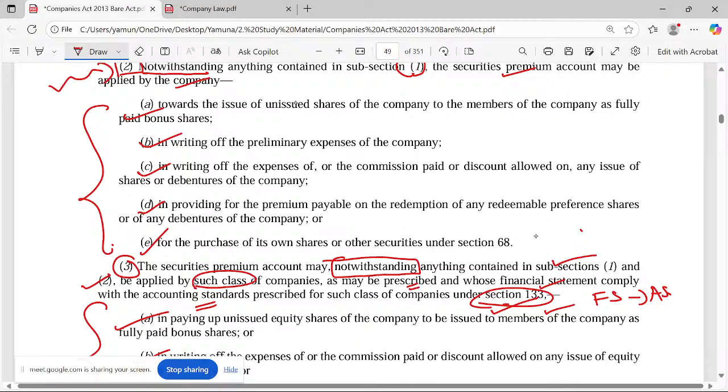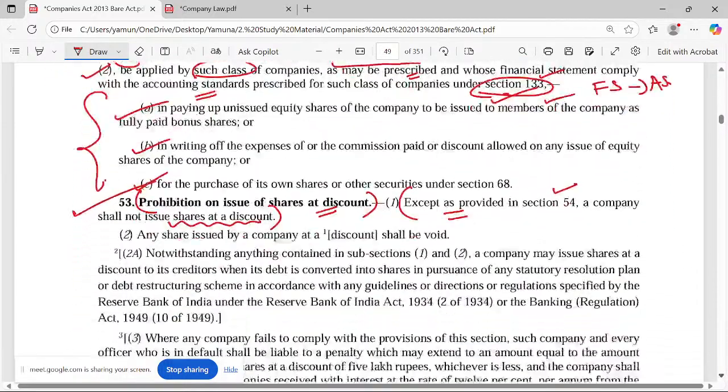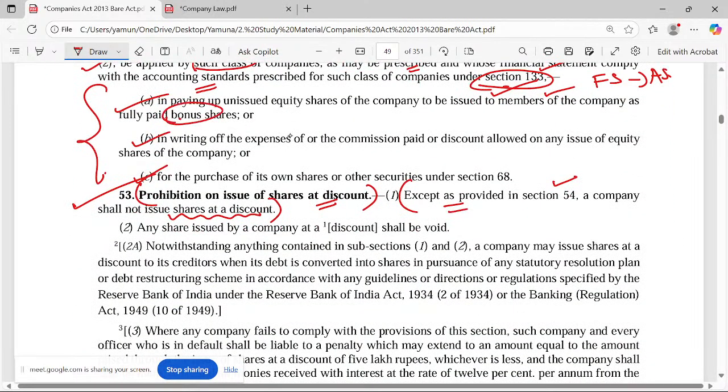Okay. So here towards the issue of unissued shares as fully paid up shares, for issuing bonus shares, for preliminary expenses, commission paid or discount allowed on shares and debentures, premium payable on redemption of any redeemable preference shares or debentures, purchase of its own shares. But whereas we go for this one for bonus shares, for writing off the expenses or the commission paid, etc., or purchase of its own shares, the other two are not available. Okay.